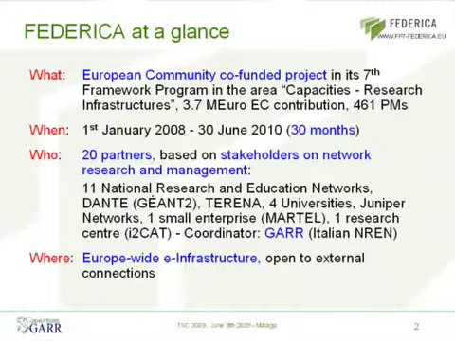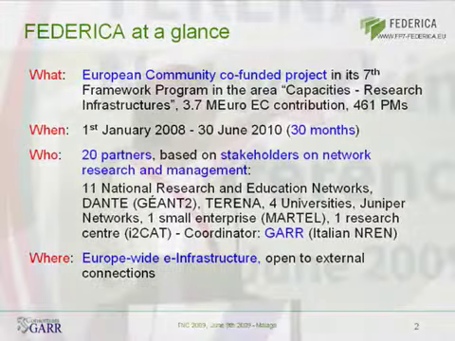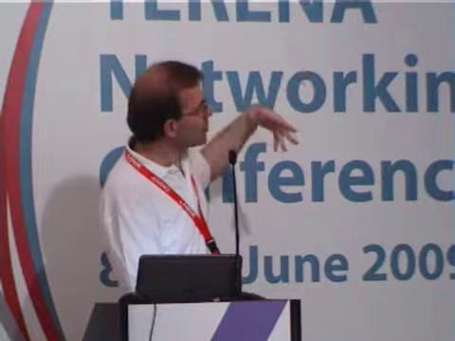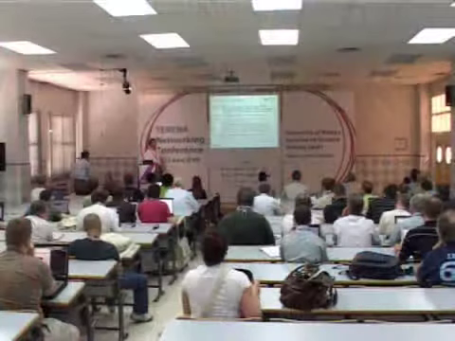Being the coordinator, there are many partners. Half of the partners are national research and education networks, because they contribute to the project with their infrastructure essentially. And research centers, Juniper itself, small enterprise, Martel, universities, and so on. So we try to have the right mix of infrastructure providers, researchers, vendors providers.